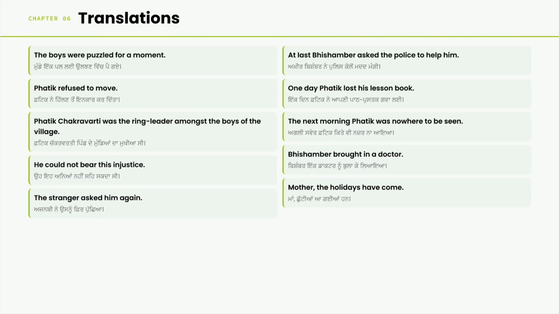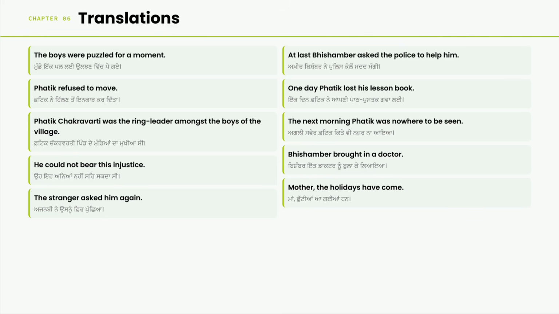Sentence 4. He could not bear this injustice. Translation: ਉਹ ਇਹ ਅਨਿਆਂ ਨਹੀਂ ਸਹਿ ਸਕਦਾ. Sentence 5. The stranger asked him again. Translation: ਅਜਨਬੀ ਨੇ ਉਸਨੂੰ ਫਿਰ ਪੁੱਛਿਆ. Sentence 6. At last Bishambar asked the police to help him. Translation: अखिर बिशंबर ने पुलिस को मदद मंगी.